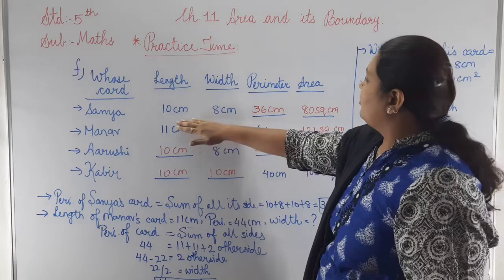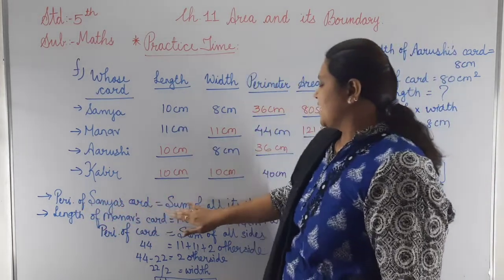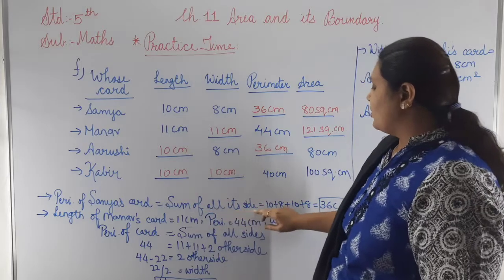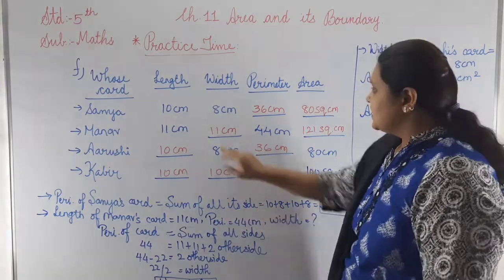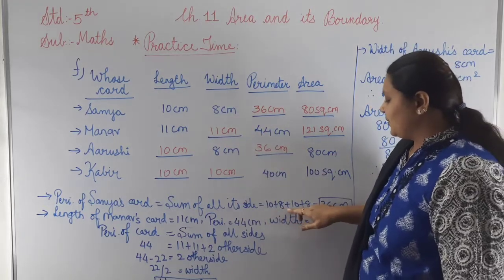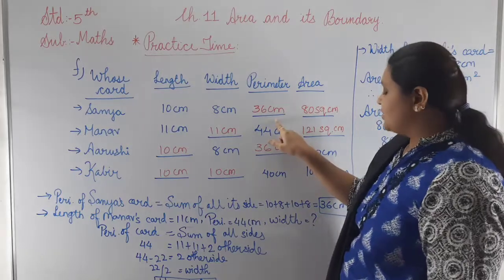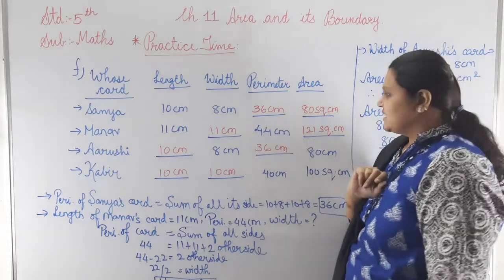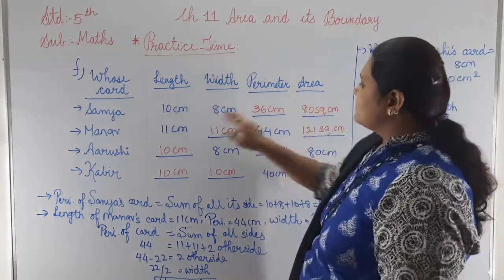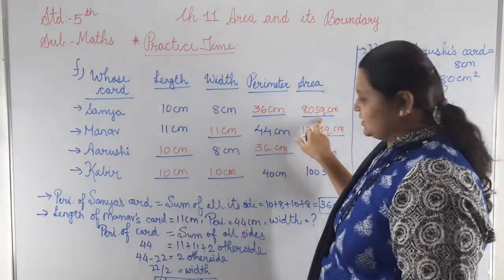Here we have to find out perimeter of Sanya's card. Perimeter of Sanya's card is equal to sum of all its sides. That is, length and width is given to you. So 10 plus 8 plus 10 plus 8, that is 36 centimeters. So here I have written 36 centimeter. Now area is equal to length into width. So 10 into 8, that is 80.